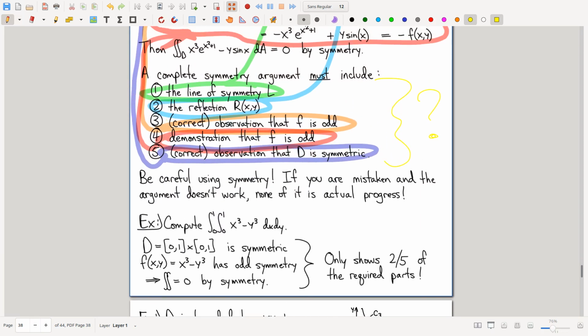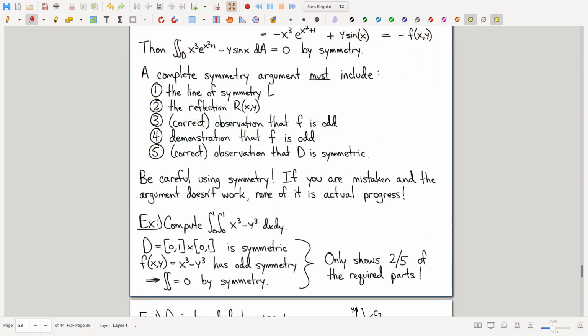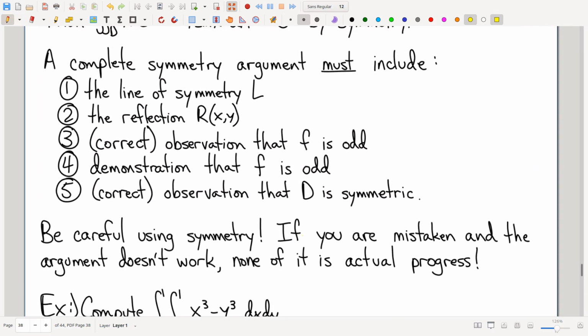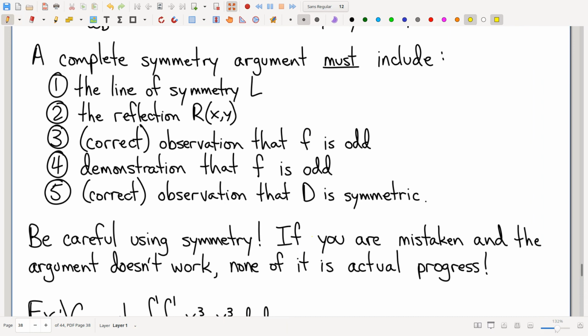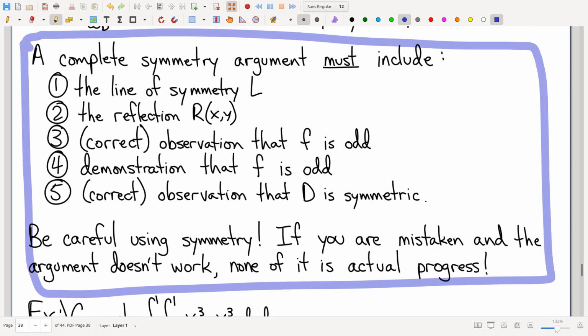I'm sorry, I got ahead of myself. I do want to give you all a warning about something. This is an unfortunate, scary reality, and that is that symmetry arguments are dangerous. So please do be careful. Why do I say they're dangerous? They only work if everything works. Right? If any one of these fails, there is no symmetry argument to be made.